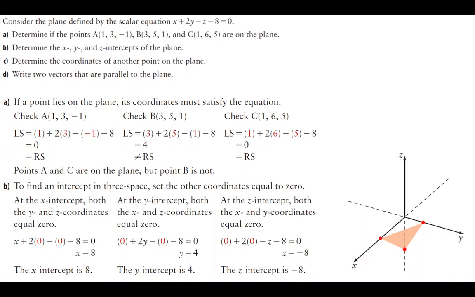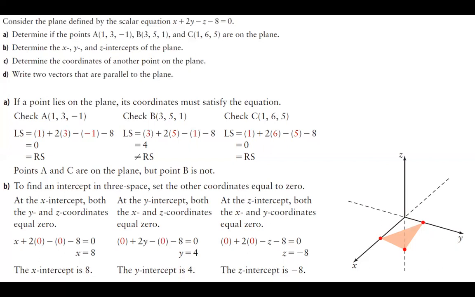If you check point B, substitute B's coordinates into the left side of that equation. Left side equals 4. Right side equals 0. Therefore, left side does not equal the right side. So B is not on the plane. Then check point C. Left side equals 0. Right side equals 0. Left side equals right side. So the coordinates of point C can satisfy the equation of that plane. Therefore, C is on the plane. Any questions? Okay, that completes question A.